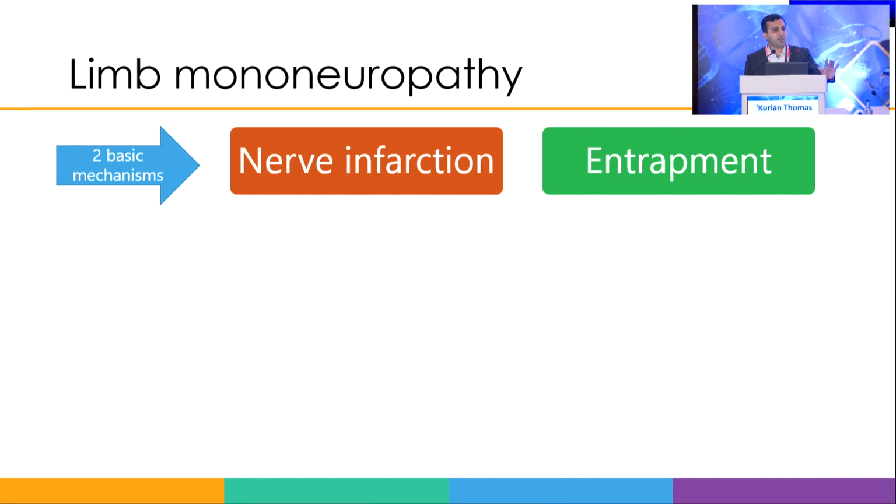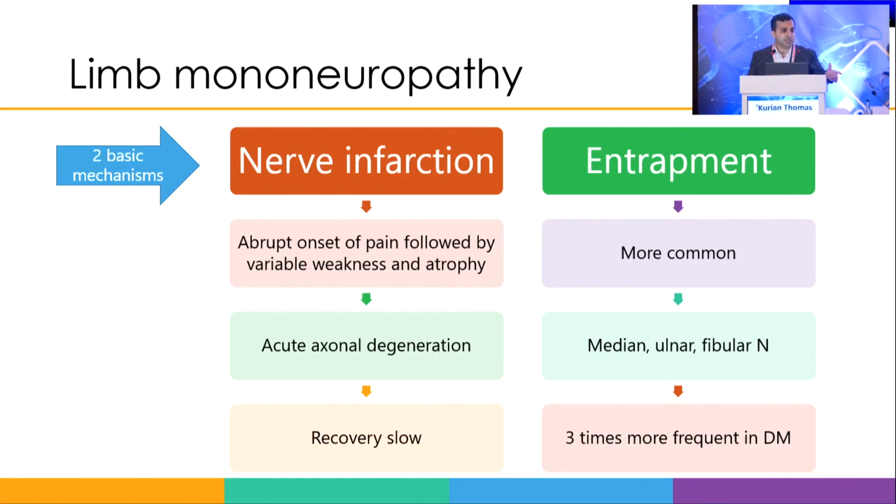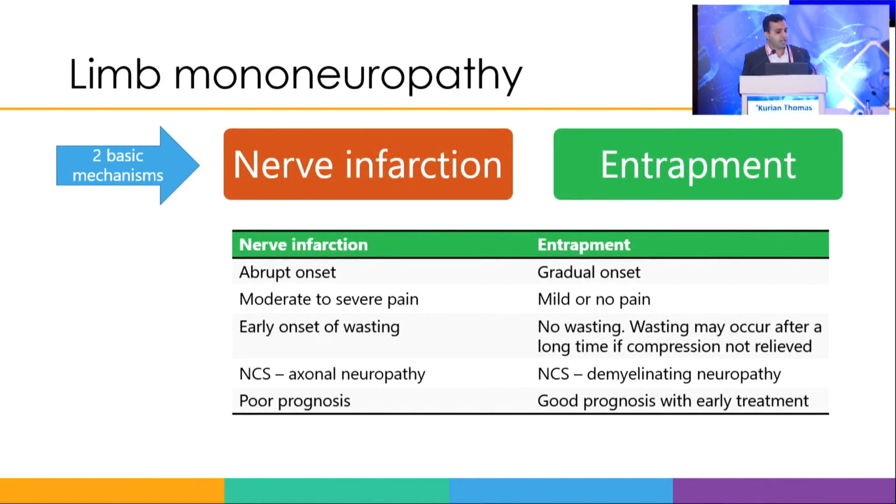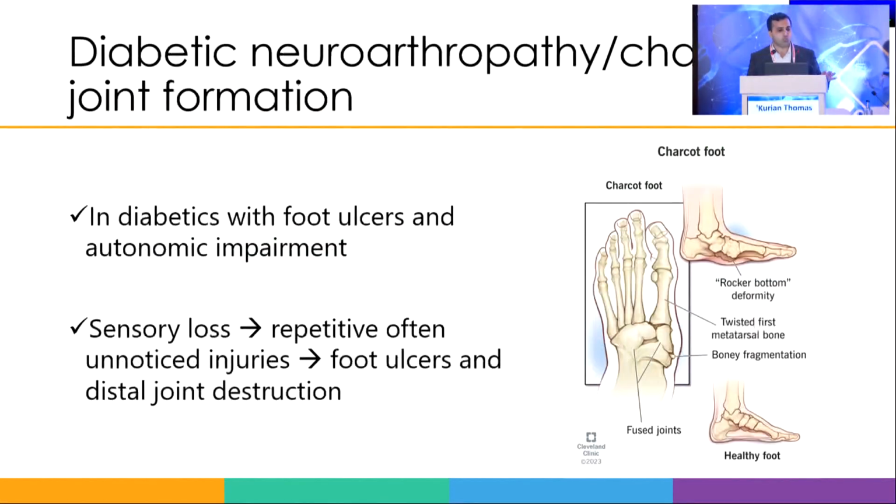Limb mononeuropathy can occur due to two mechanisms, either nerve infarction or entrapment. How to differentiate these two: nerve infarction will have abrupt onset with more severe pain. There will be axon loss, and the outcome there will be wasting. Whereas entrapment neuropathy, which most commonly affects the median nerve, has a gradual onset. There is a demyelinating neuropathy, and there is not much wasting.